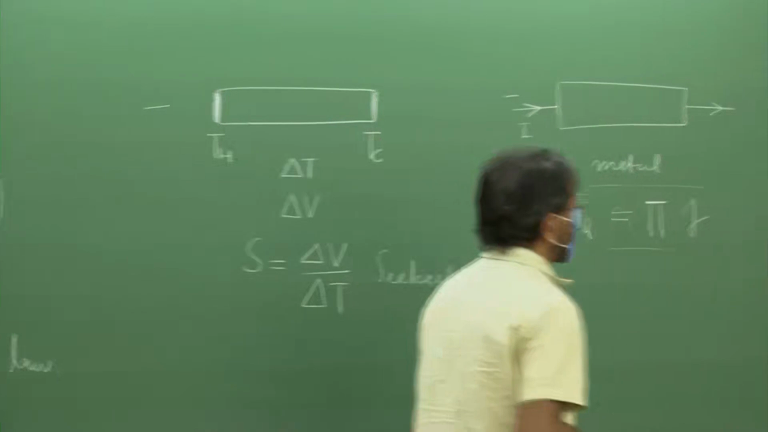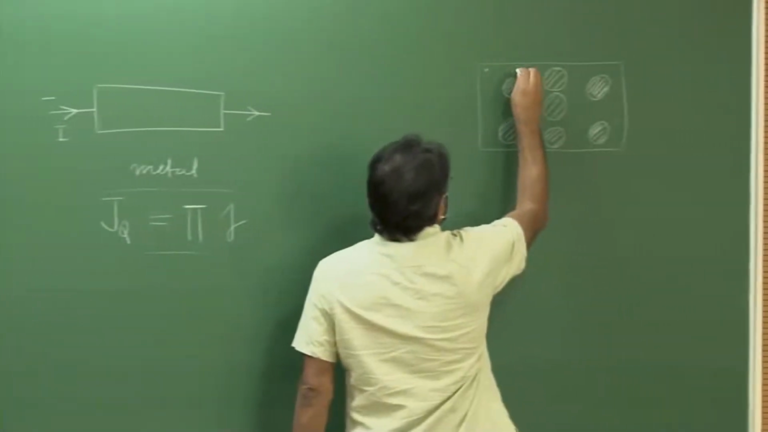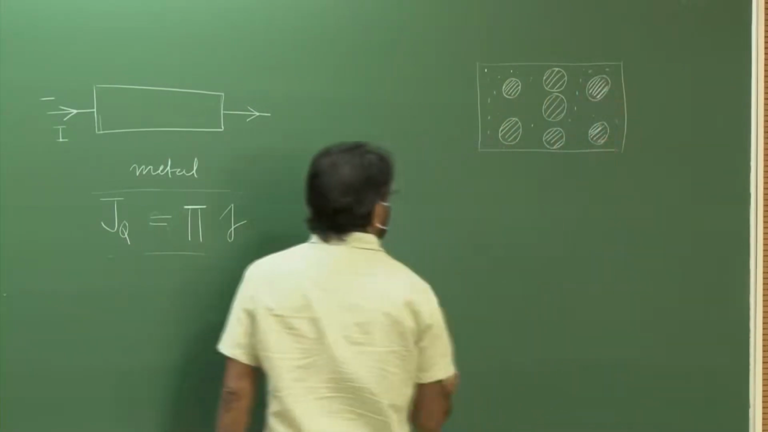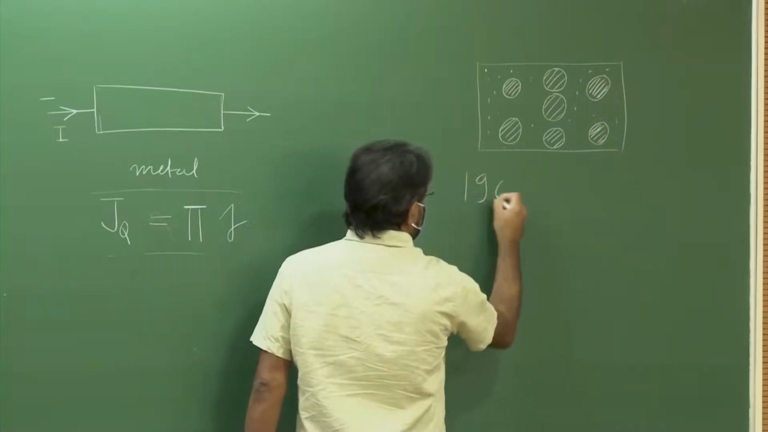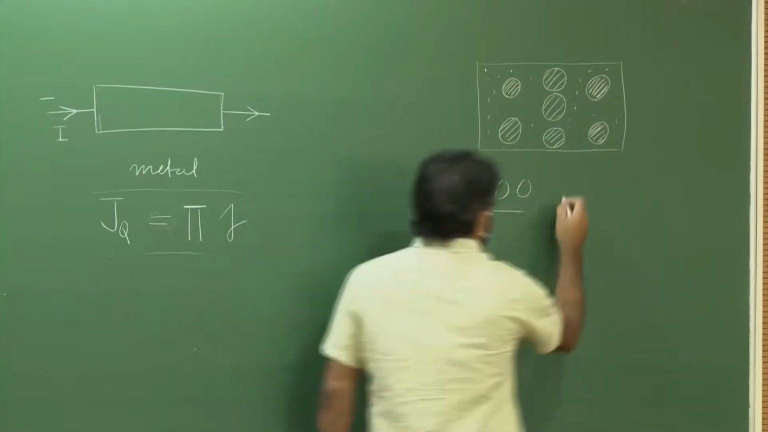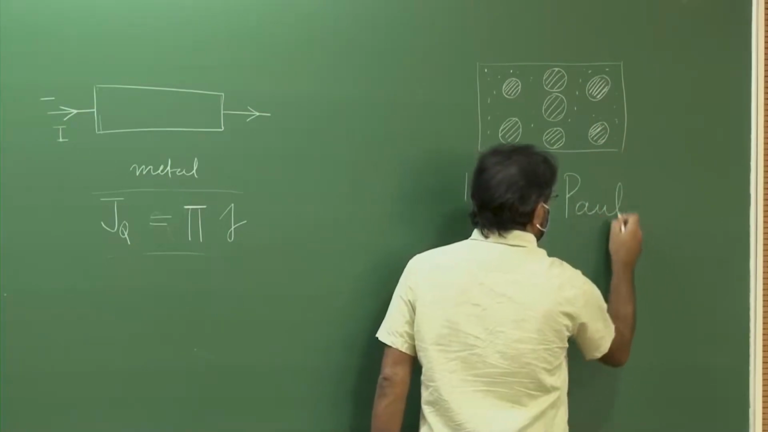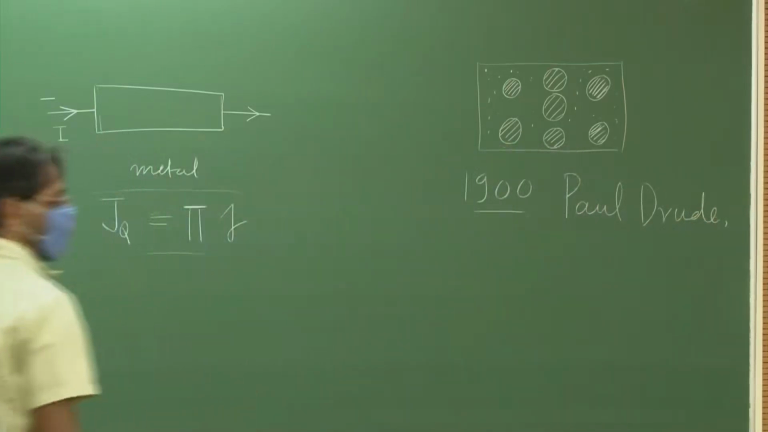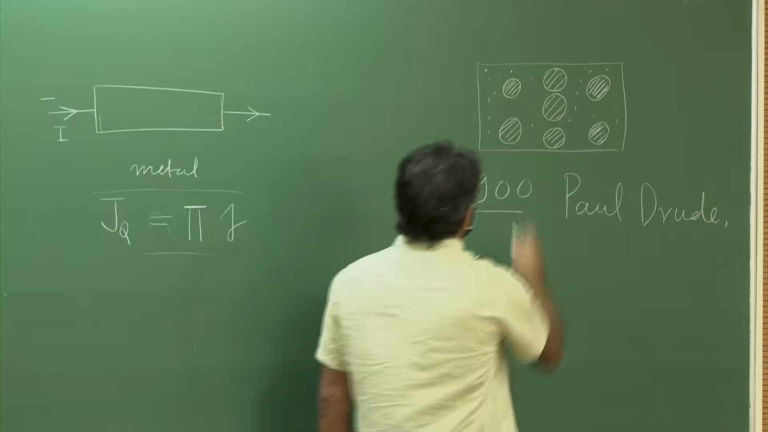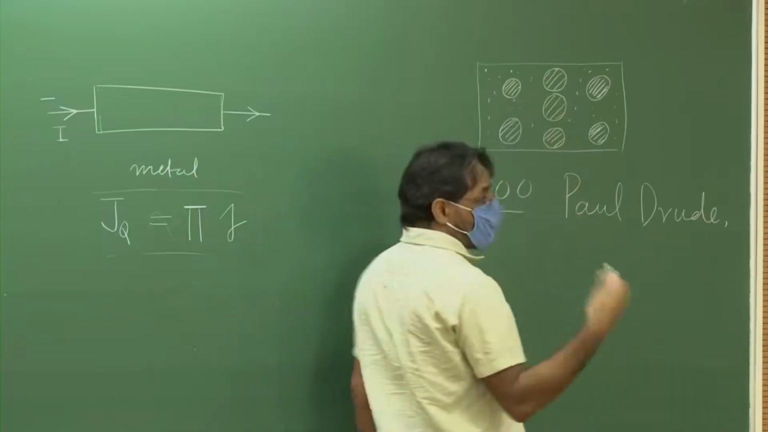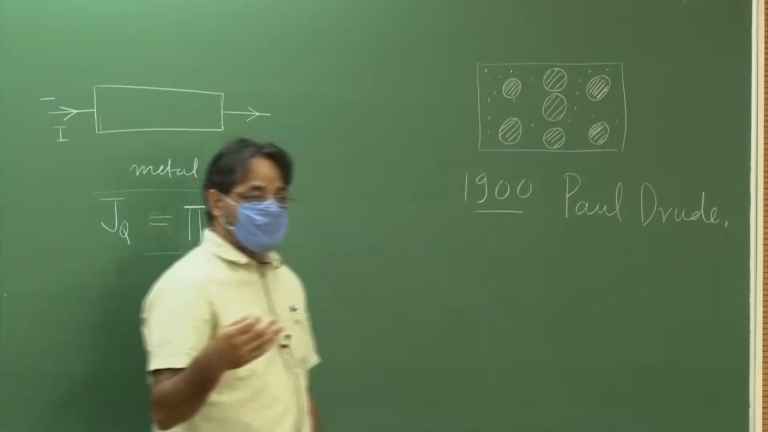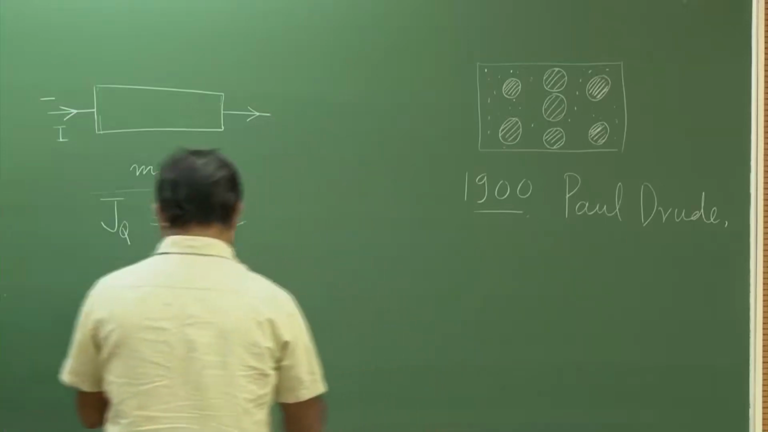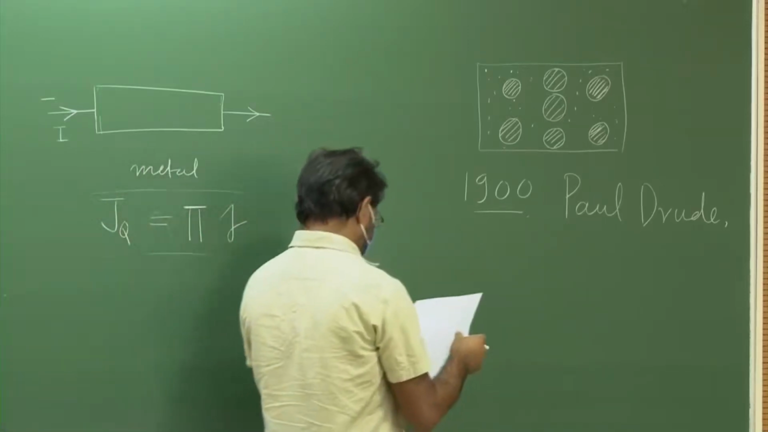So this is the picture of a metal, and this is the picture that emerged in the beginning of 1900. The first model of metals was given by Paul Drude. This is his model, this is how he modeled it. He said that the electrons are mobile, they are itinerant, and these are called conduction electrons. Let's list the main postulates of his model.